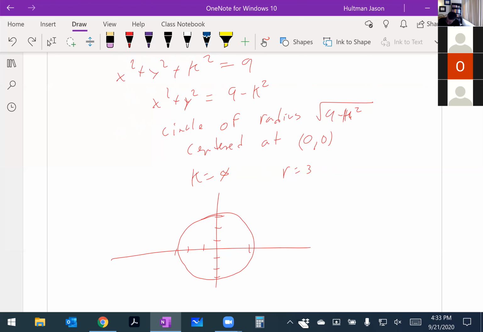Oh, it's not going to let me do it. Okay. There we go. 1, 2, 3. There. Nice. Okay, so this is k equals 0.